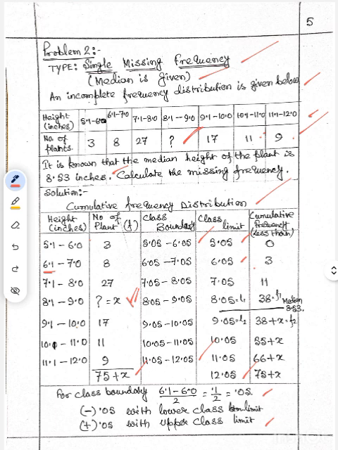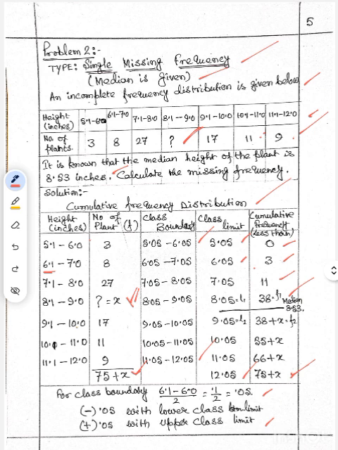Here cumulative frequency is 0, 3, adding 3, therefore 3 plus 8, 11, 11 plus 27, 38, and so on. Therefore 75 plus x, that is the total frequency, and total frequency is also tallied with our last cumulative frequency. Okay, now the question median. Median is given here 8.53. So we have to find where 8.53 lies in the class.